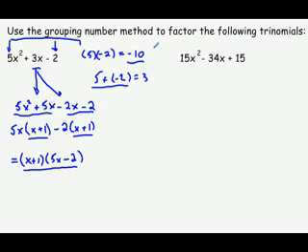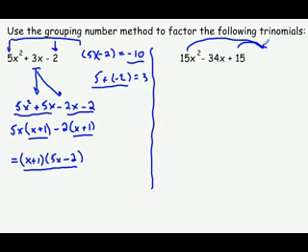This next problem, very similar, has some bigger numbers, but hopefully if we're not scared by those, we can note our grouping number is found by multiplying 15 times 15, giving us 225. And we would need to find factors of 225 that add up to negative 34.